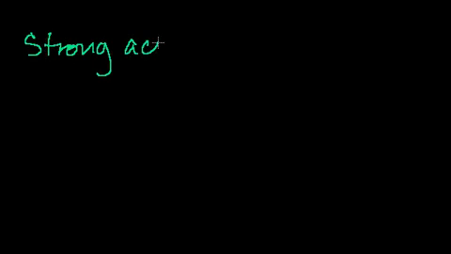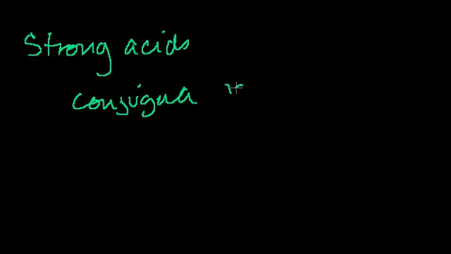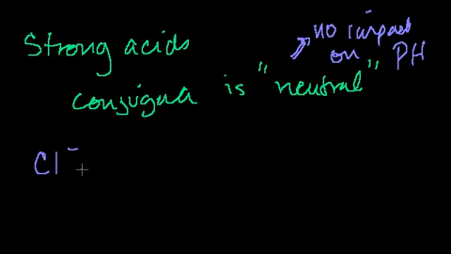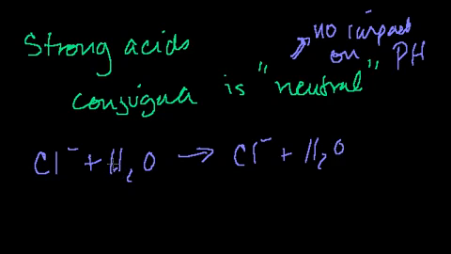So in general, you can kind of remember it, but I think it's maybe common sense that a strong acid's conjugate base is neutral in water. Neutral. So that means no impact on pH. Right? You say chlorine plus H2O, you're essentially still going to have chlorine plus H2O. You're not really changing the concentration.